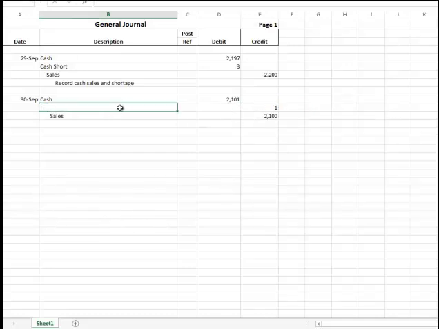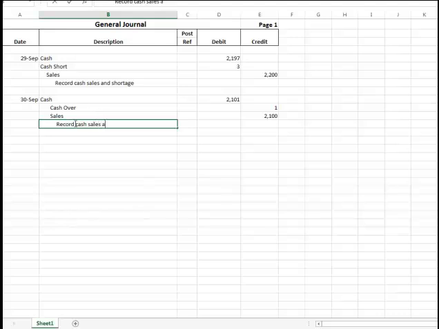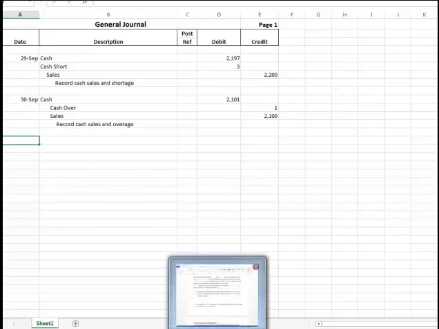side to make that balance, to make both sides be $2,101. So in that case, because it's a credit, I'm going to credit cash over. Technically the name of the account is cash short or over, but I'm just going to put cash over. I just made the company $1. And then again, a little description: record cash sales and overage. Okay, so that's how I'll record cash sales for the day.